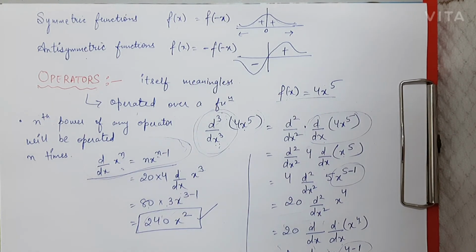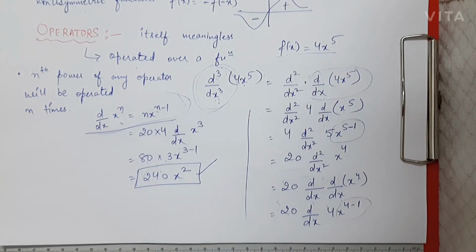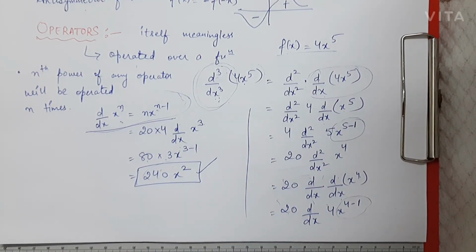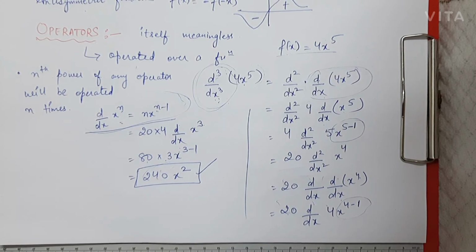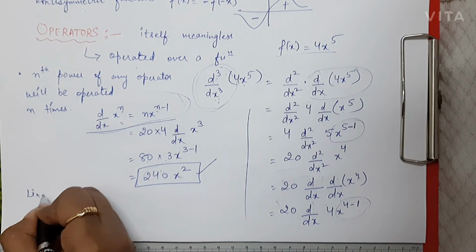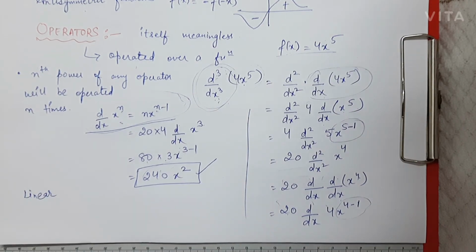Now moving on to the next property to discuss about the operators. Now the next property of operator says that operators in quantum mechanics should be linear. Okay, operators in quantum mechanics must be linear.